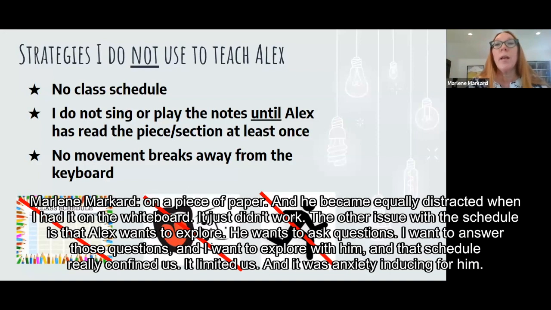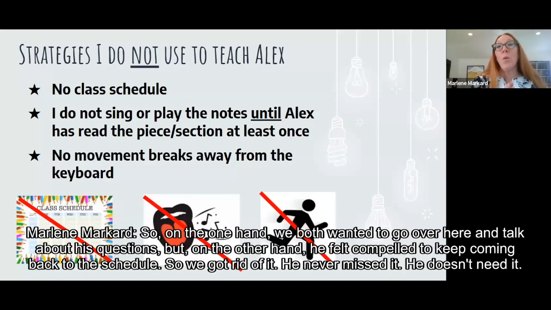It just didn't work. The other issue with the schedule is that Alex wants to explore. He wants to ask questions. I want to answer those questions and I want to explore with him. And that schedule really confined us. It limited us, and it was anxiety inducing for him. So on the one hand, we both wanted to go over here and talk about his questions, but on the other hand, he felt compelled to keep coming back to the schedule. So we got rid of it. He never missed it. He doesn't need it.